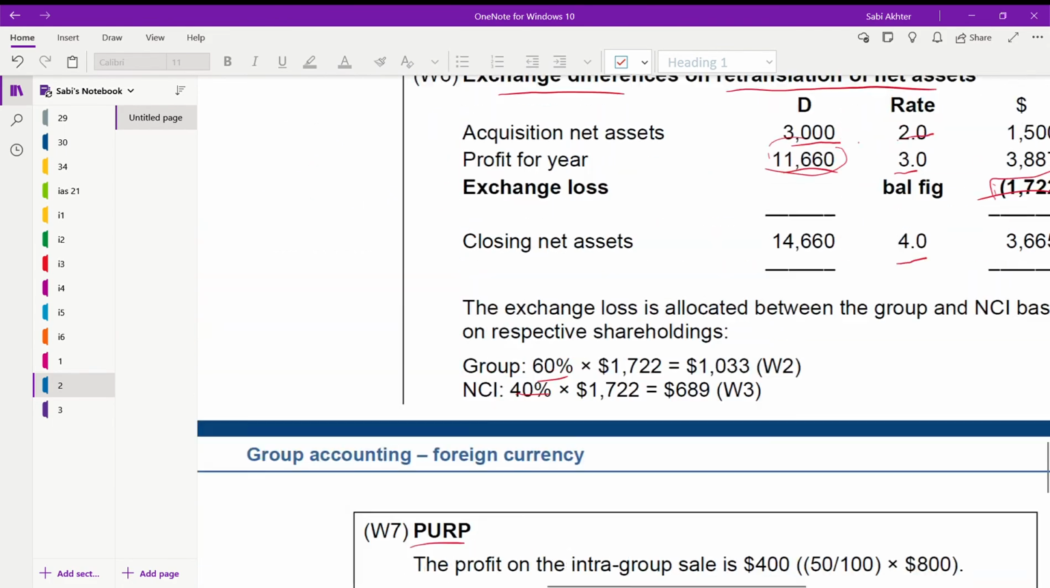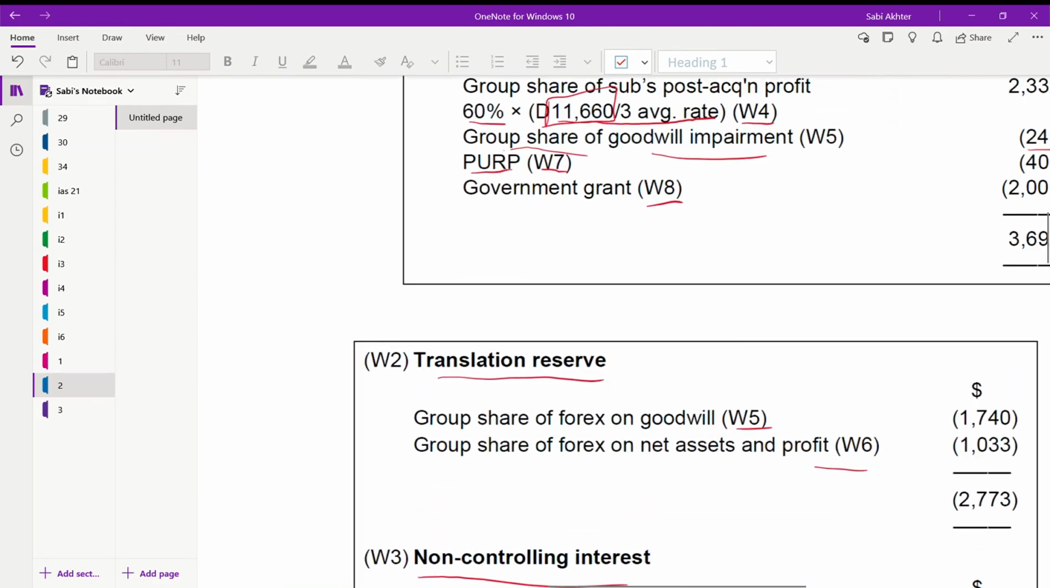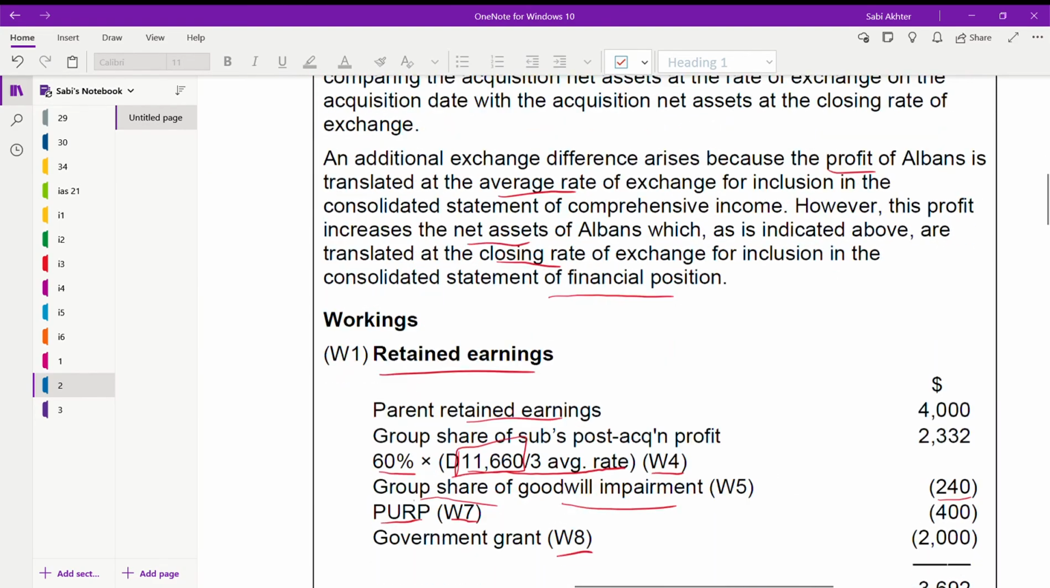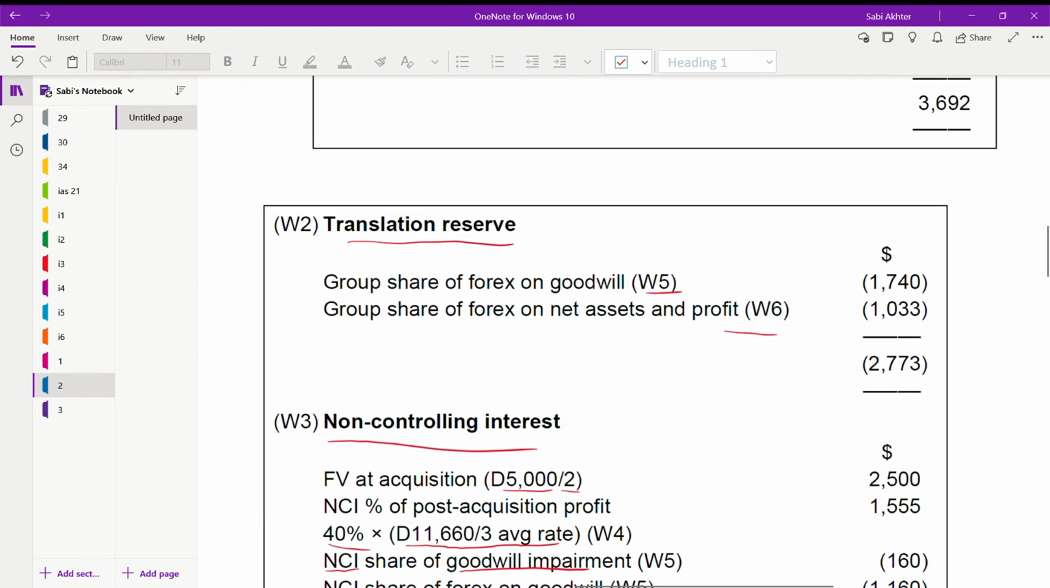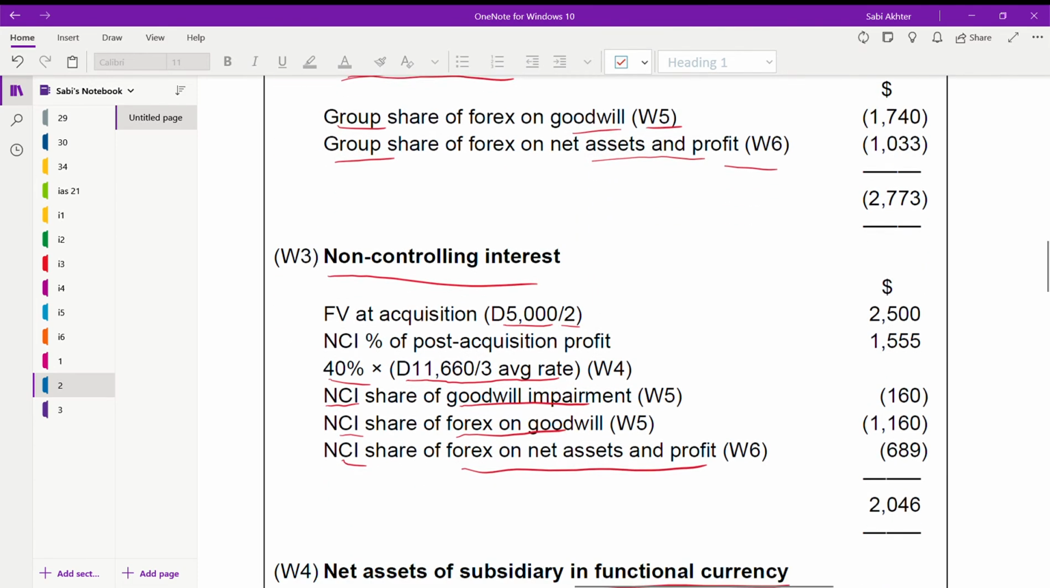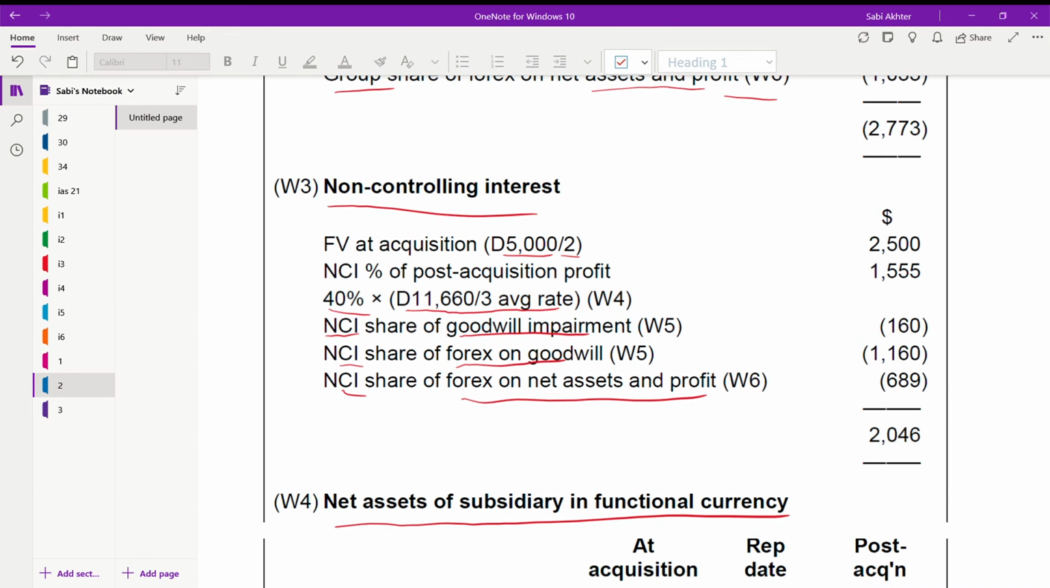So hence if you go and check out the translation reserve, don't take the impairment in here. Translation reserve only deals with the foreign exchange gains and losses. One is related to goodwill, the other one is related to net assets and profit, only the group share. And for NCI, NCI has 3 things: NCI share of forex on goodwill, NCI share of forex on net assets and goodwill, and NCI share of goodwill impairment also.